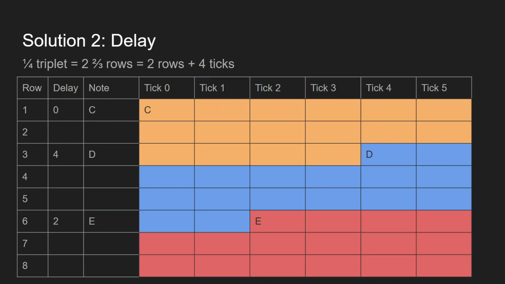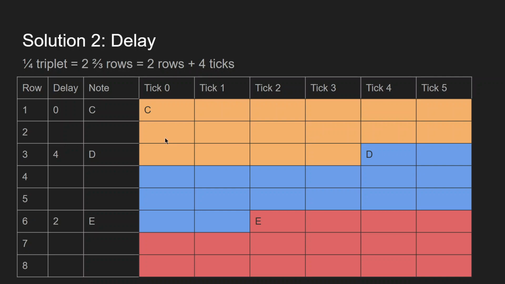So here's an example using a delay column. We said a quarter note triplet takes up 2 2/3 rows. So if we start our first note here on row 1, and it's got a delay of 0, so it starts on the first tick. We've got 6 ticks in each row, which I've numbered 0 to 5.